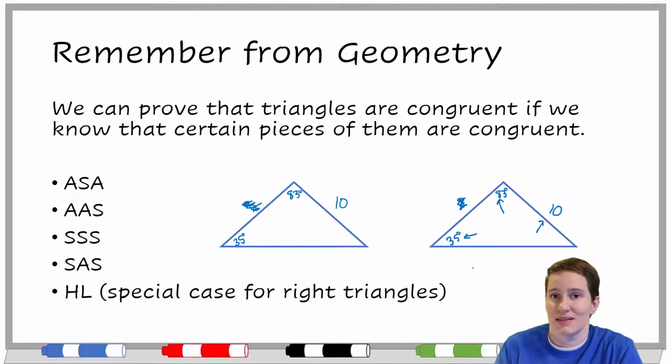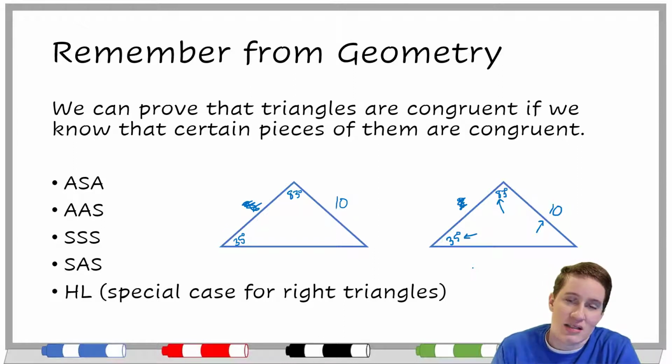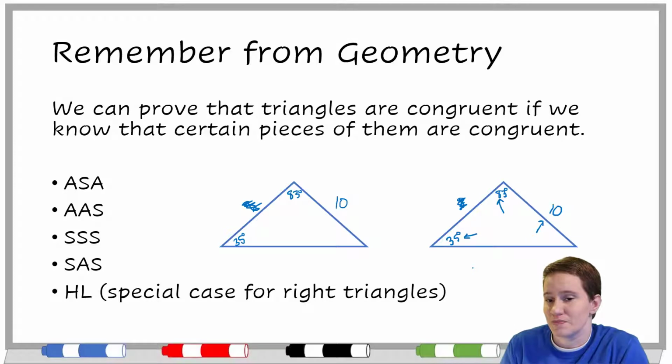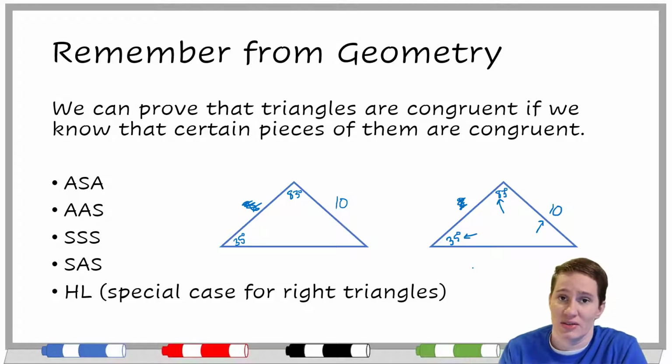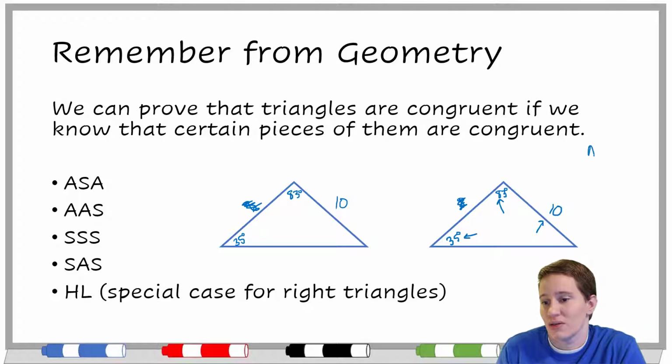Side, side, side is a nice one because it just means you know all three sides of each triangle, so you end up seeing that they're the same triangle. Side, angle, side means you know a side, the angle, and a side, so the angle has to be between the two sides. And HL is hypotenuse leg. It's a specific thing for right triangles. Now, what we can't use to prove triangle congruence is angle, angle, angle.